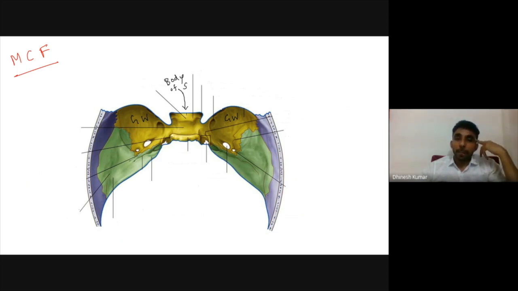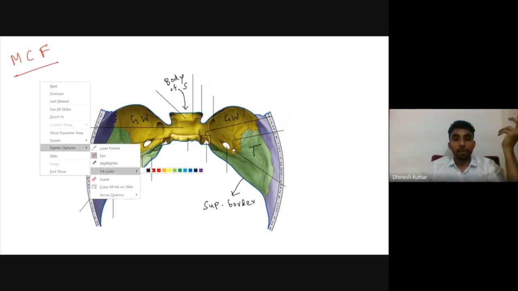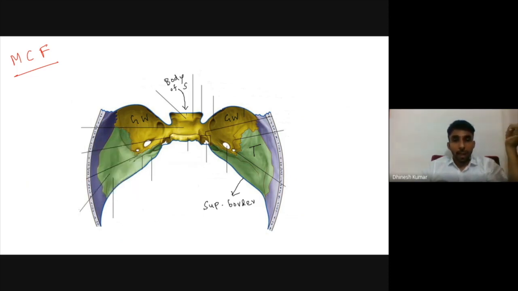Then we have the temporal bone. I think you will know this is the superior border of petrous temporal bone, which is the demarcation between middle cranial fossa and posterior cranial fossa. Now tell me, what are the important features of the middle cranial fossa?